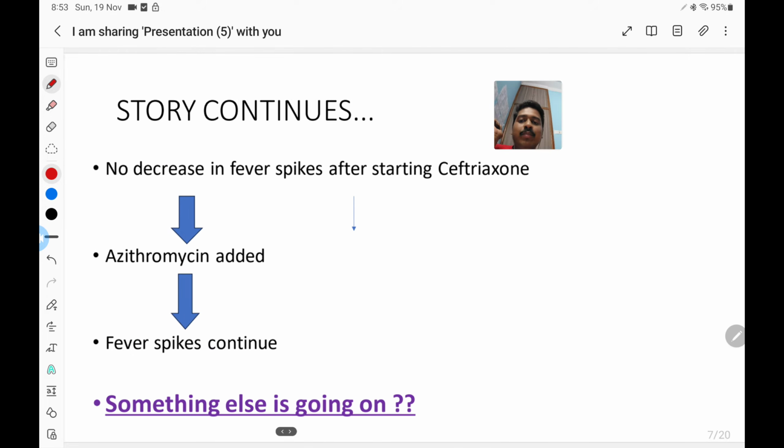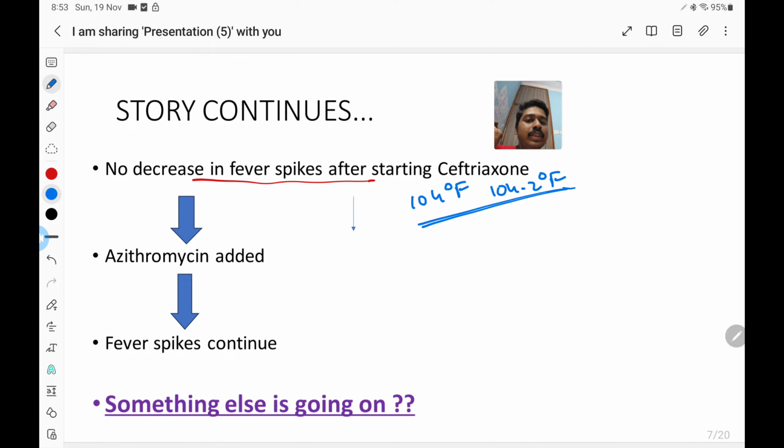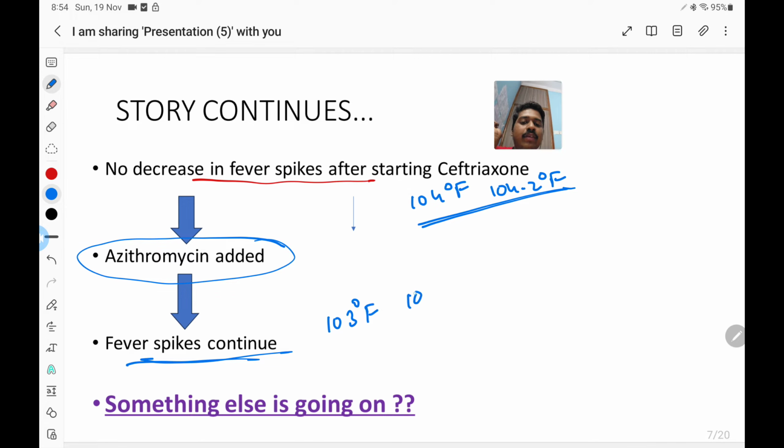Why not a happy recovery? Because after we started antibiotics, we expected the fever spikes to reduce, but there was no decrease in fever spike, and the patient started to have high grade fever spikes of 104 degrees, 104.2 degrees Fahrenheit, even after starting ceftriaxone. So, as a protocol, we added the other antibiotic, azithromycin, because it could be a resistant strain, or it could be a decreased dose. So it is protocol to add one more antibiotic when fever doesn't respond. Even after that, fever spikes continued. She still had 103 degrees Fahrenheit, 104 degrees Fahrenheit.